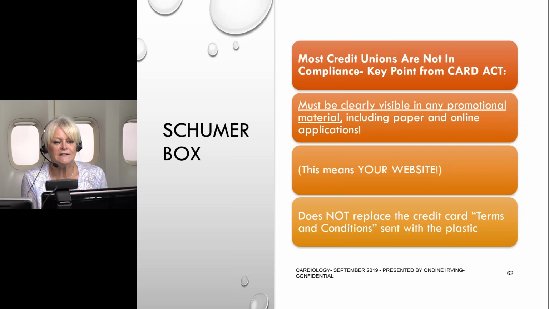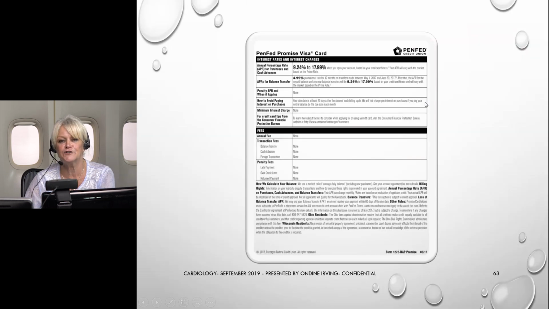It needs to be clearly visible in any promotional material, which means online. It cannot be once you start applying. It has to be on your credit card page. Let me clarify, a link needs to be on your credit card page to take you to the Schumer box. You can't find out about the rates and fees mid-application. This does not replace the credit card terms and conditions, but more importantly, this is what a Schumer box looks like.